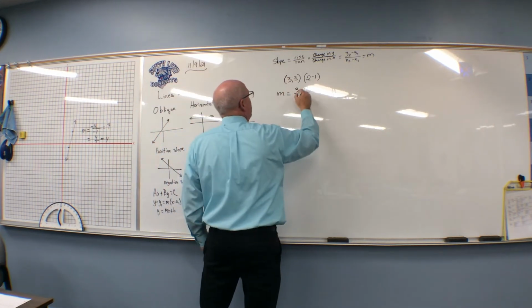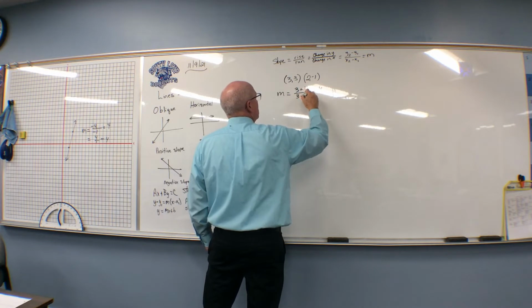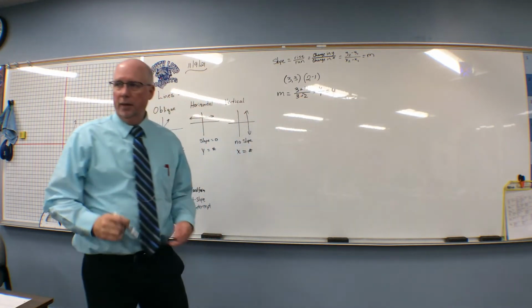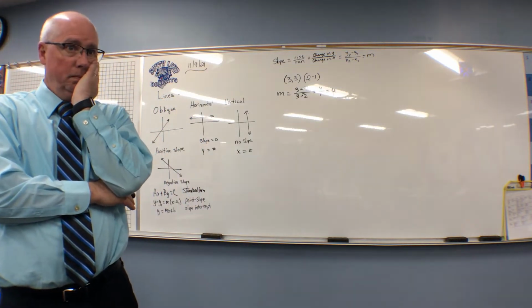Okay? So 3 minus 2. So I have plus a positive, so that's 4. Plus a negative, that's 1, so I have 4. I got the same slope, didn't I? Did you see that? All right.